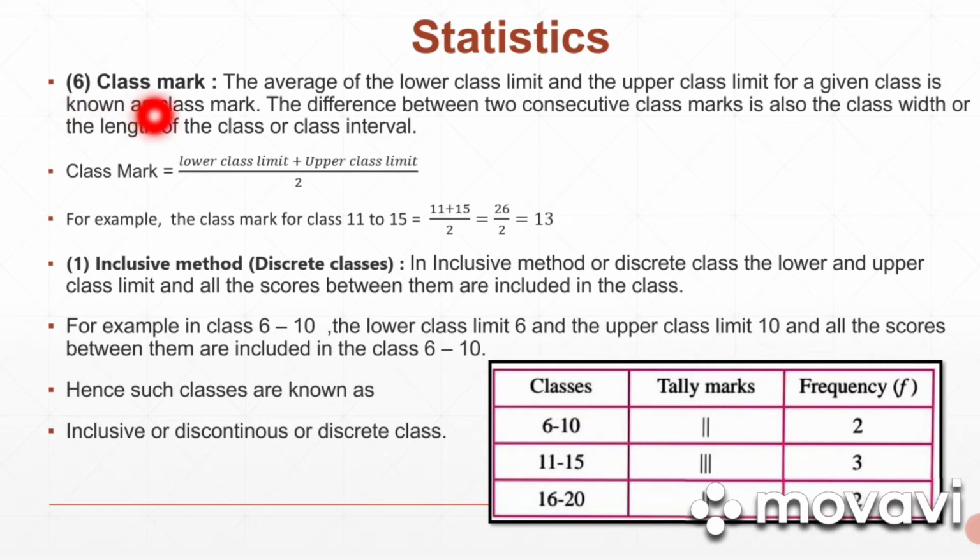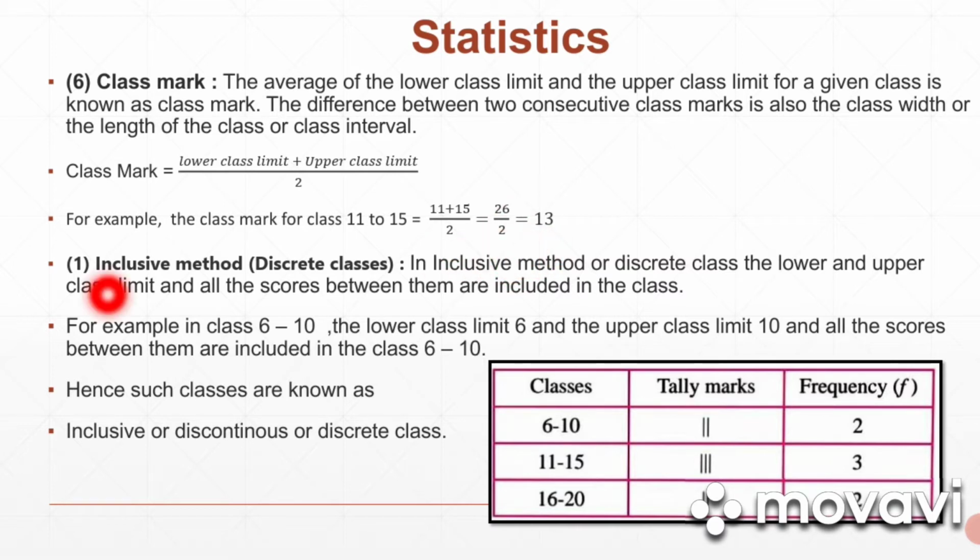Sixth, class mark. The average of the lower class limit and the upper class limit for a given class is known as class mark. The difference between two consecutive class marks is also the class width or the length of the class or class interval. Class mark is equal to lower class limit plus upper class limit upon 2. For example, the class mark for class 11 to 15 is equal to 11 plus 15 upon 2, which is equal to 26 upon 2, which is equal to 13.